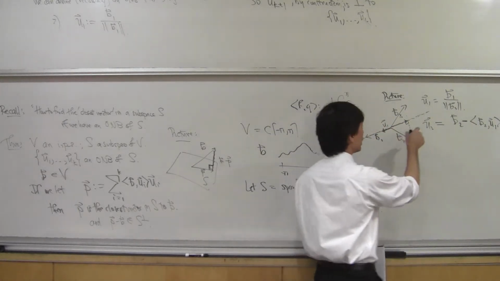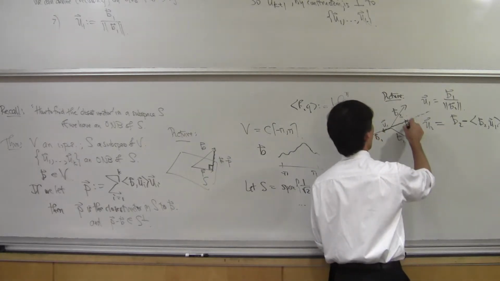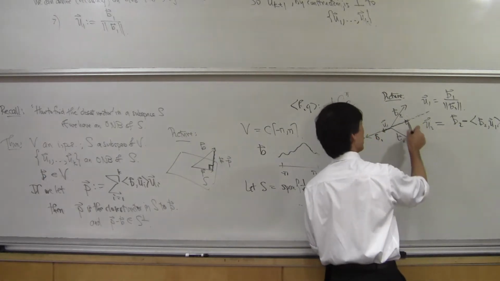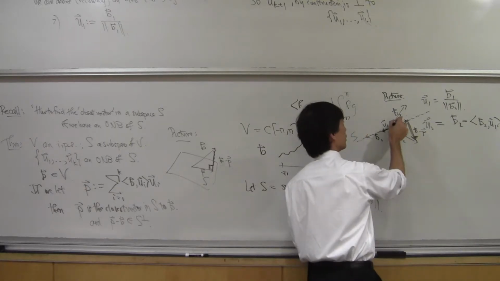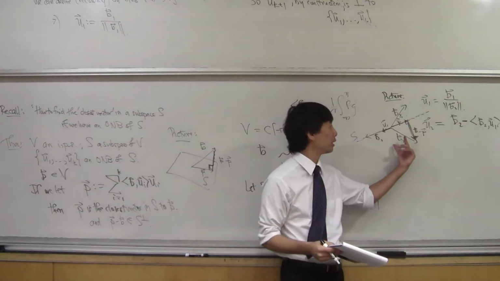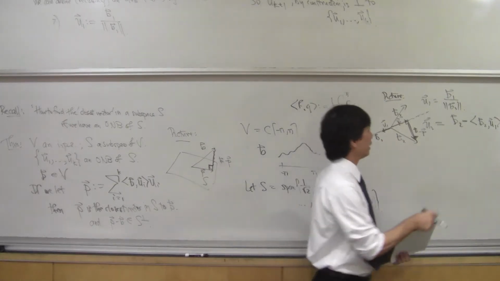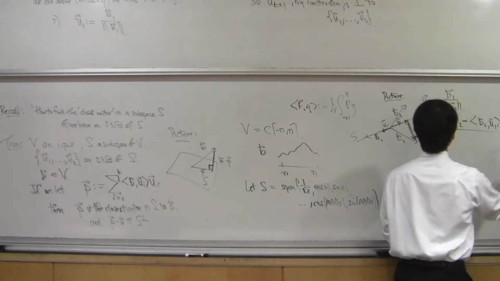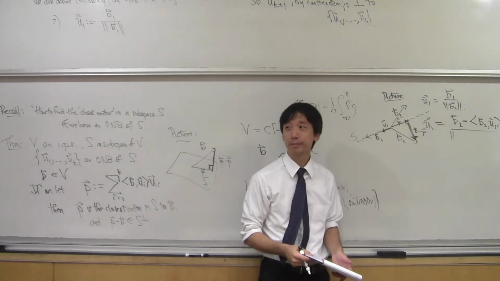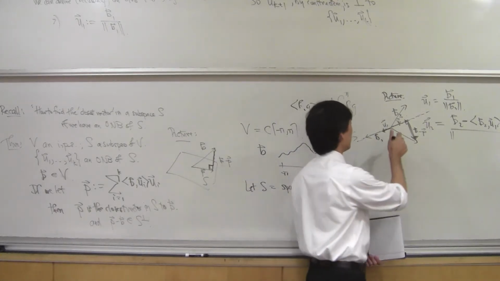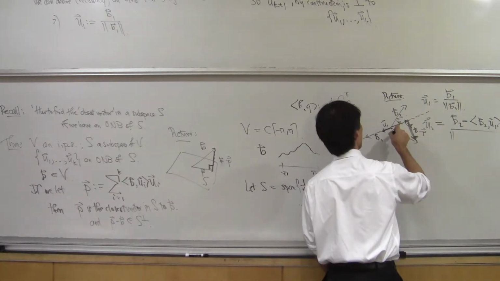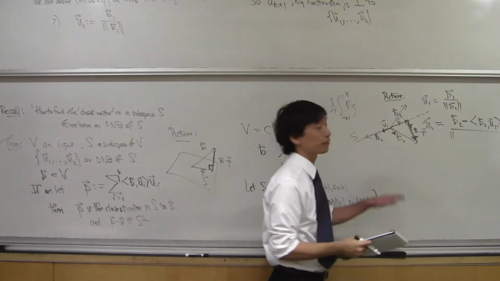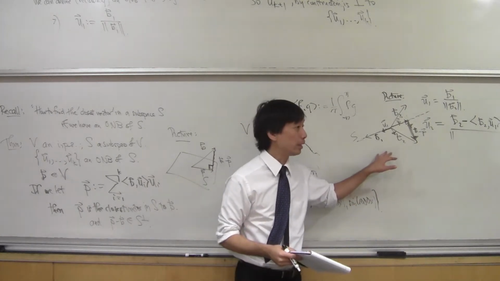And that will give me something perpendicular to U1. This is B minus P, and this is P. That gives me something perpendicular to U1. Then I divide by its norm to make sure that it's norm 1. So that gives me this guy here. I get this guy and I get this guy, I got a U1 and U2.